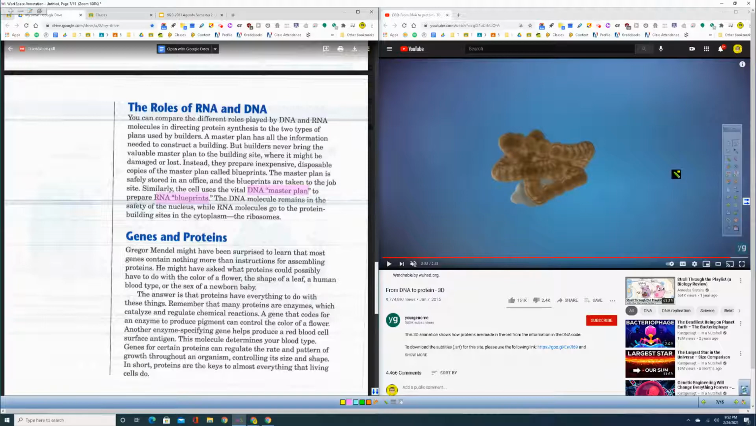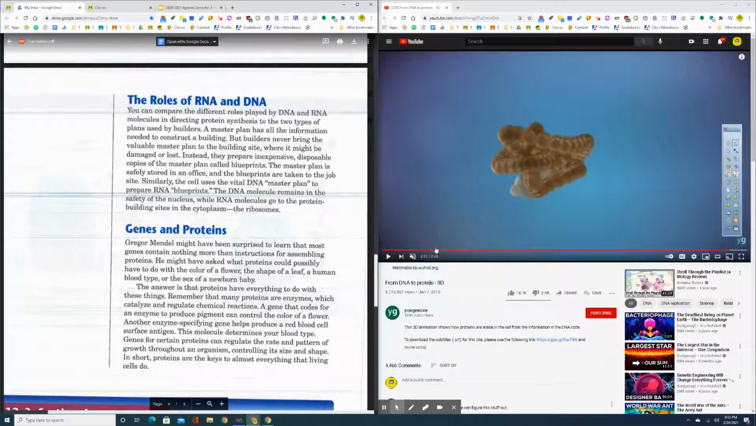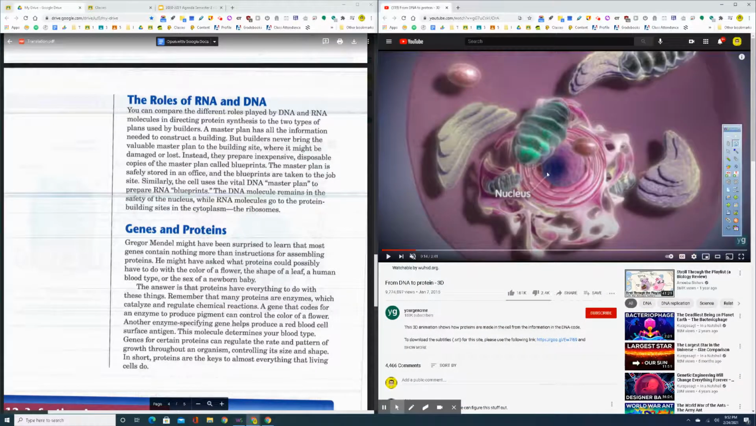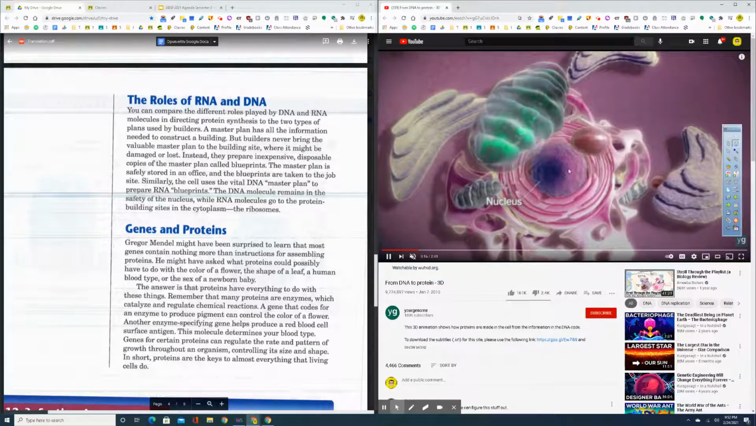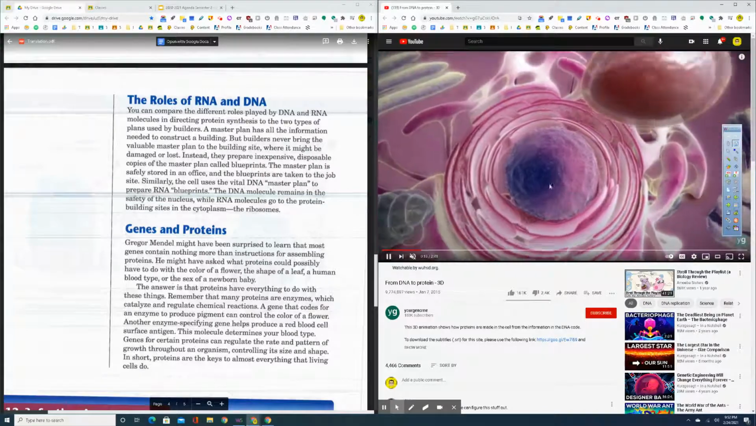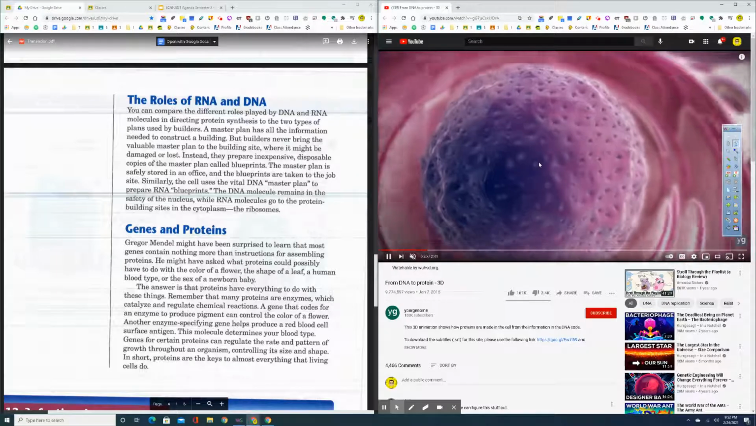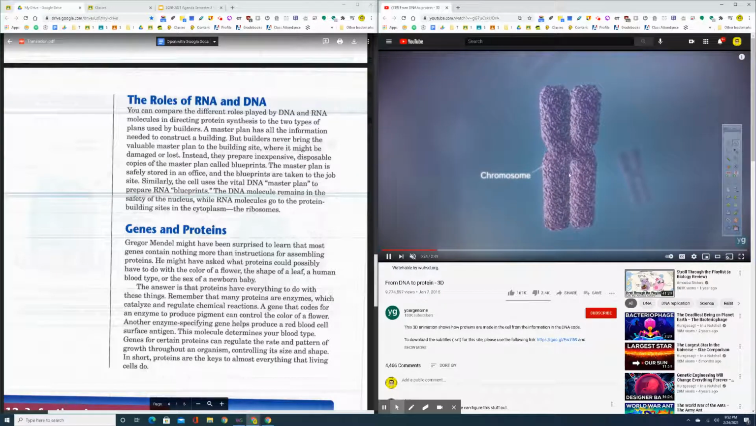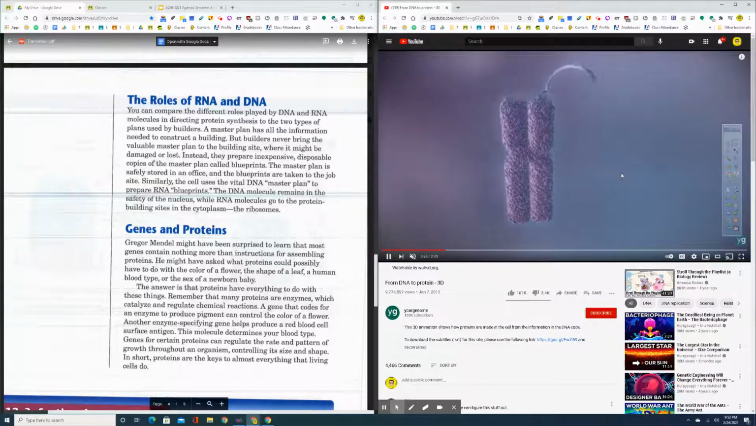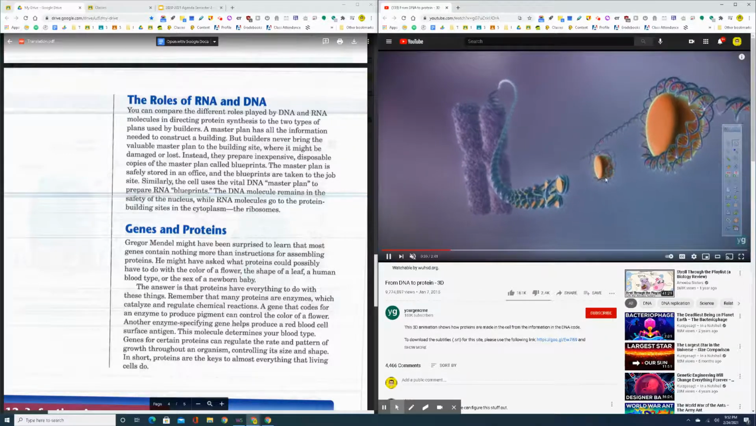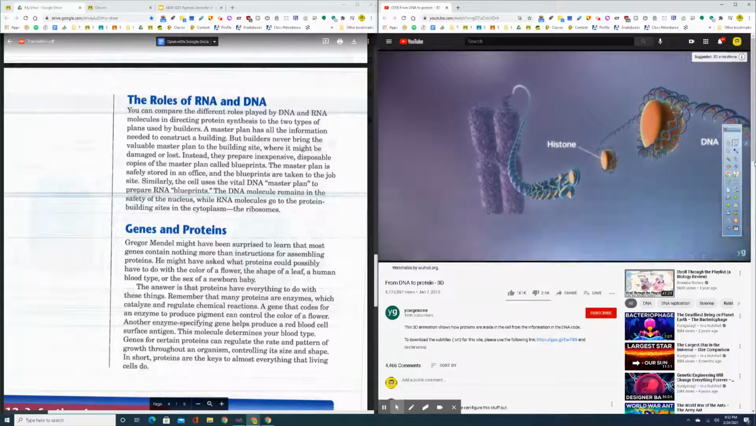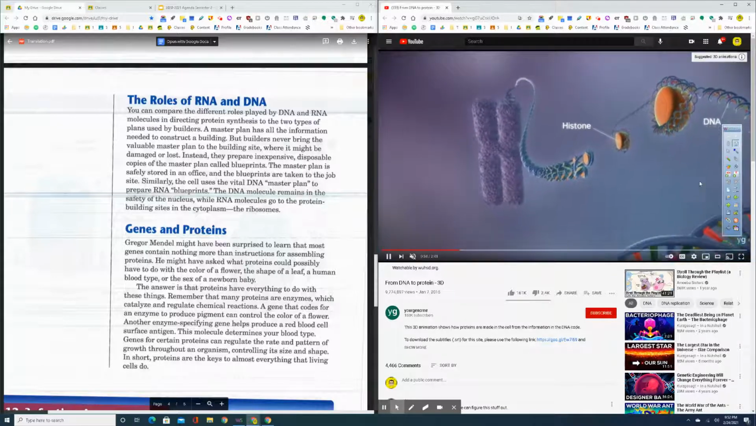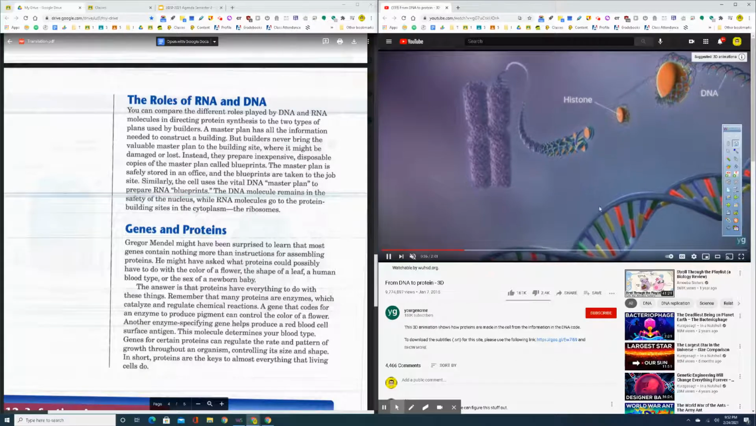And so if you take a look at our video here, remember where those plans were first copied. So here are all the master plans for building the protein that the cell needs, right? They're all in this DNA. And so whenever it needs to build a specific protein, it goes to that part of the DNA that has the instructions and it copies that piece of instruction.